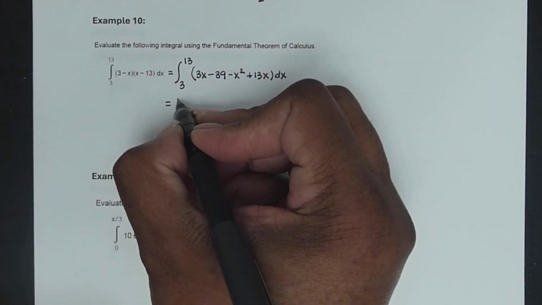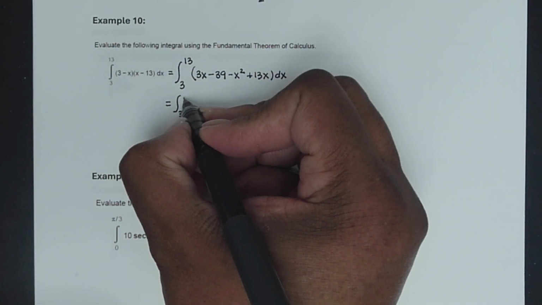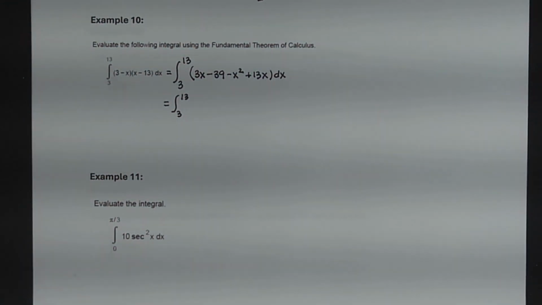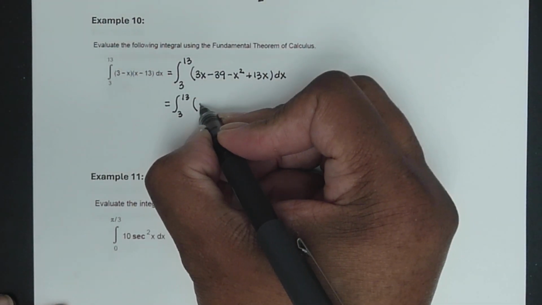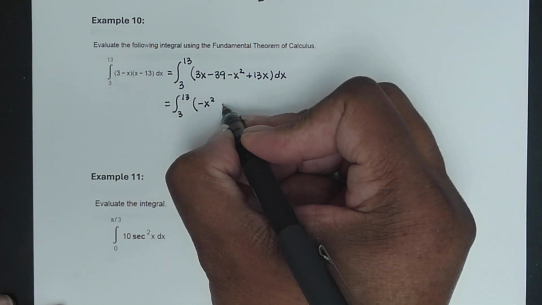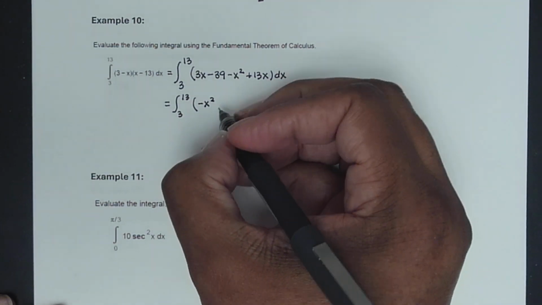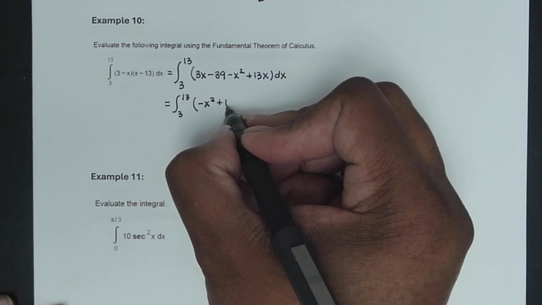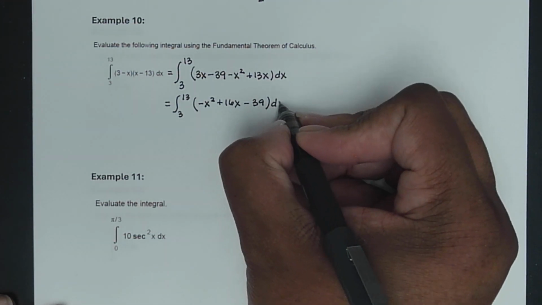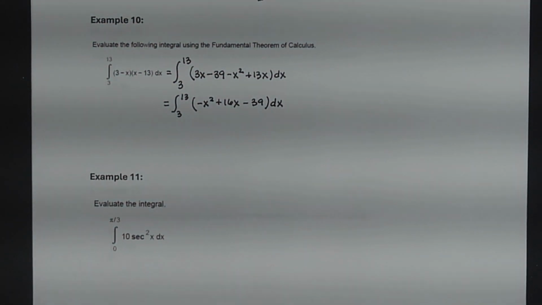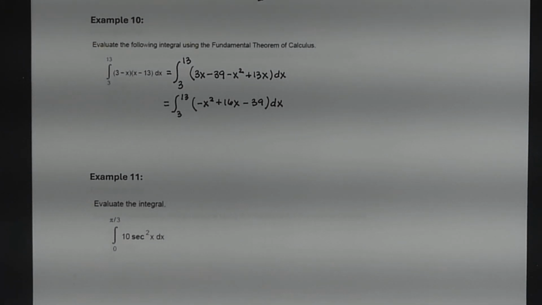And I'm going to simplify this and write this in descending power. So I have the integral from 3 to 13 of, and I'm going to put the negative x squared in front. 3x and 13x will be plus 16x minus 39. And then include dx.